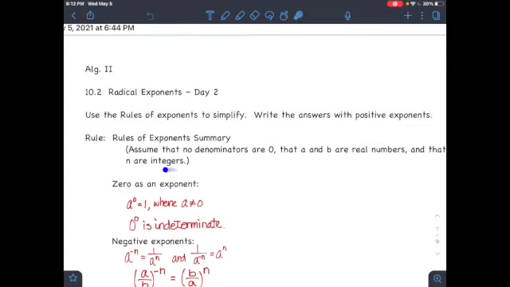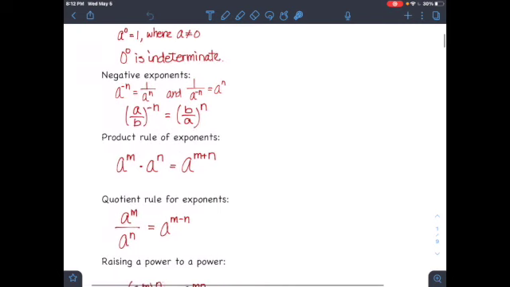First of all, zero as an exponent. A to the 0 power equals 1, where A does not equal 0. And we don't have 0 to the 0 power. That's indeterminate. Next one, negative exponents. A negative exponent is a to the negative n power. You flip it over. If it's on the bottom, you flip it to the top. If you have them in parentheses, flip top and bottom. B over A becomes A over B, but notice the n stayed the same.